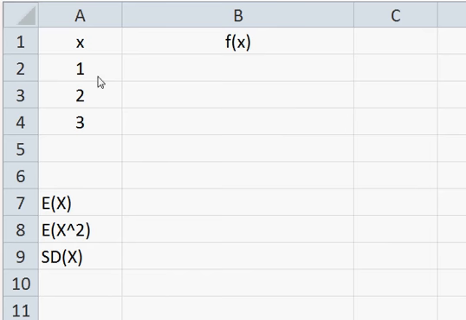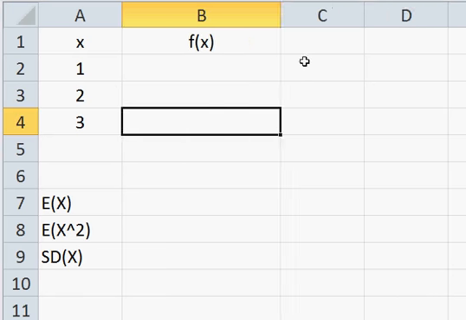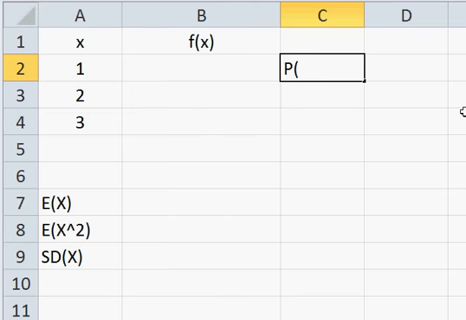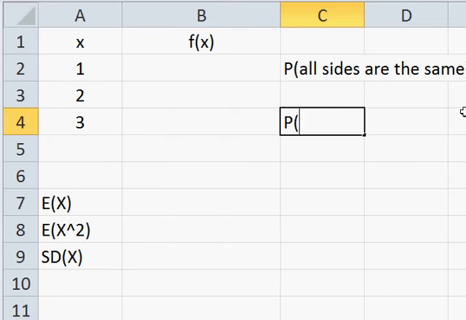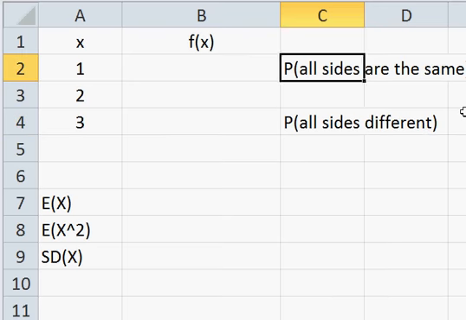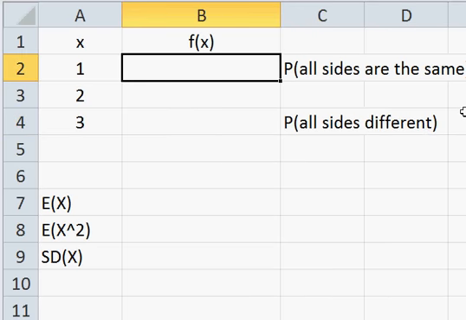Now we need to find the probabilities of each of these values. To do this, I gave the hint in the notes that X equals 1 is the probability that all the sides are the same, while X equals 3 is all sides are different. Now, what's the probability that all the sides are the same? Well, this is an AND question. The first one could be anything, and then the second one has to match the first, and then the third has to match the second and the first.